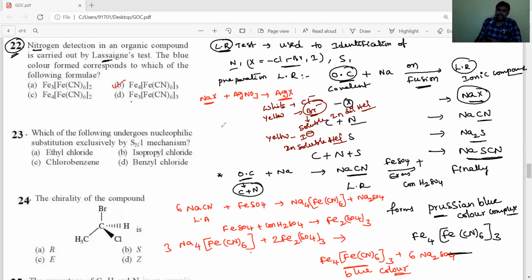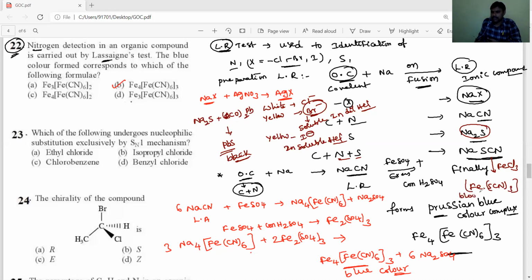For example, if sulfur is present, then the sodium sulfide Na2S treated with lead acetate, (CH3COO)2Pb, forms PbS, black color lead sulfide. This is the indication of sulfur. And if both nitrogen and sulfur are present, then it is treated with ferric chloride solution, and an Fe(SCN)3 complex will form. It is a blood red color complex, formed in Lassaigne's extract.